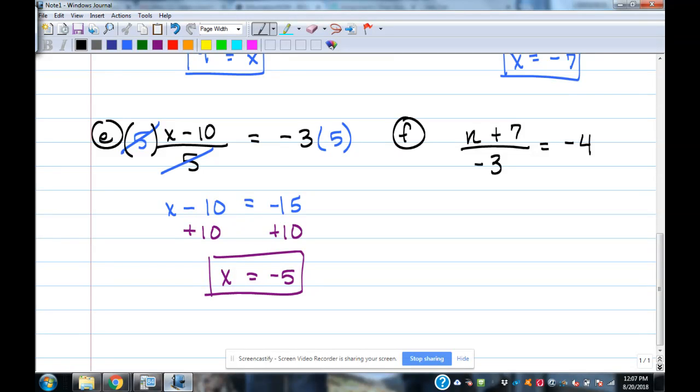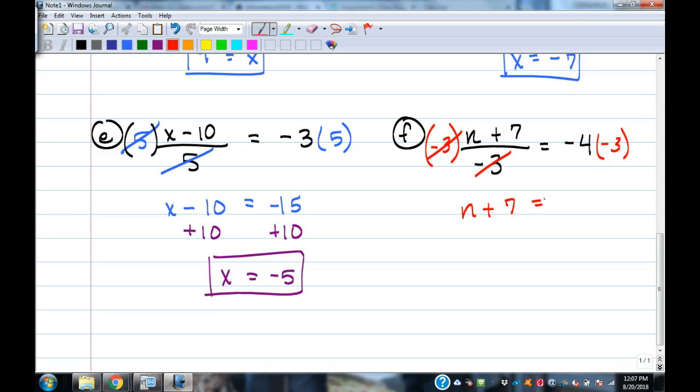All right, so what's the first step? Multiply by that -3. Those cancel each other out, and we get n plus 7. What's -4 times -3? Positive 12. Now we got a nice easy problem to solve once we get there.